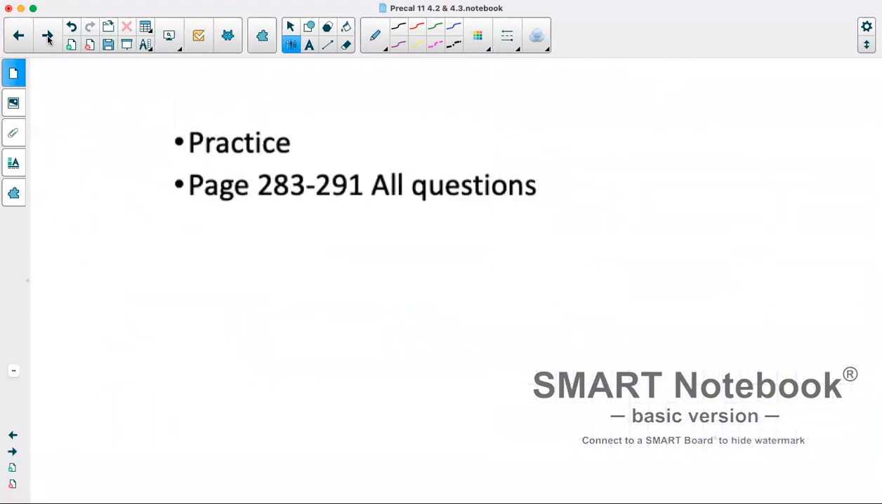Okay, practice for this section is on pages 283 to 291.